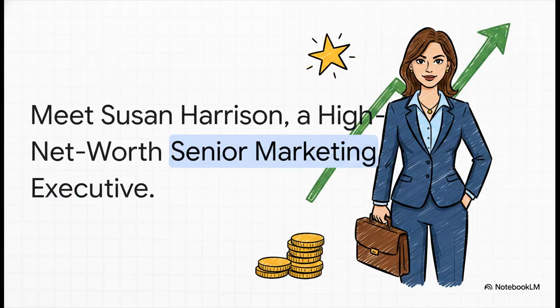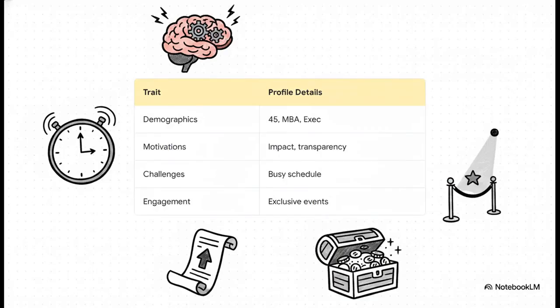To make this a bit more real, let's look at a concrete example we've built. Meet Susan Harrison. Humanizing your data by giving your persona a real name and a background is a massive step in understanding how to actually talk to them like a human being. This breakdown brilliantly illustrates the intersection of exactly who Susan is and how we need to engage her. Check this out. She's 45, holds an MBA, and is a senior marketing exec. What does that tell us? It means she is incredibly smart and incredibly busy.